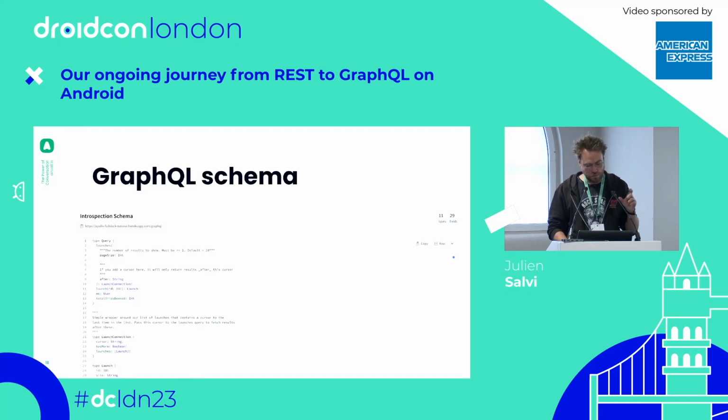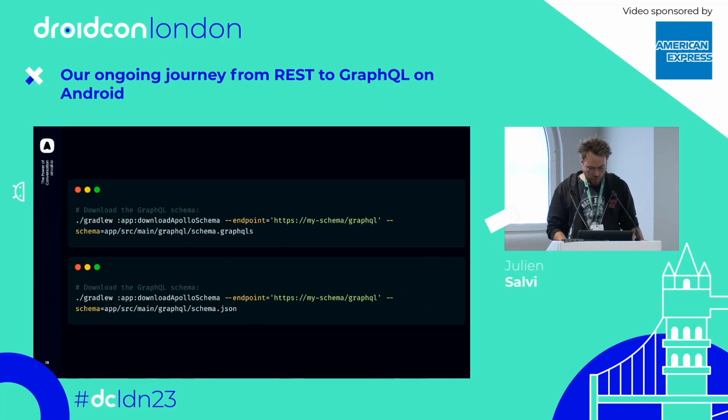Now you need to download your GraphQL schema and add your big, huge graph inside your code base. So what does a GraphQL schema look like? You have multiple ways to download it. There's a Gradle function to download the Apollo schema. It can be a .graphql schema or a JSON file. It's up to you. Both ways are good to go.